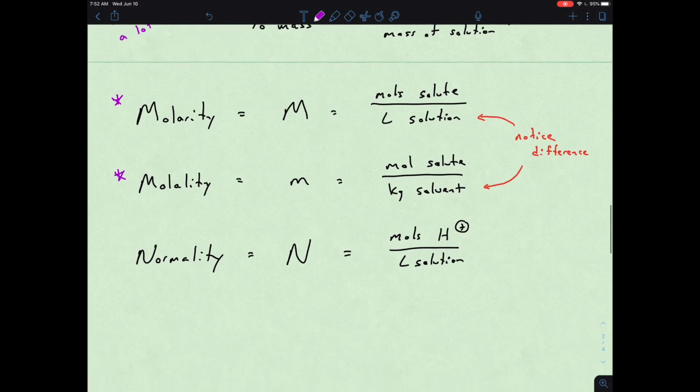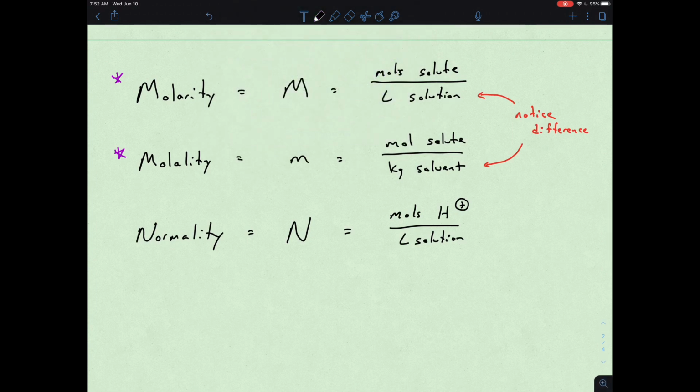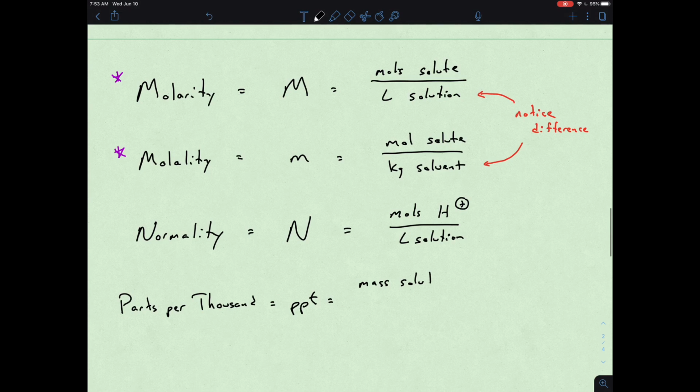And then the ones that we don't see too much are the normality, and then also really, really dilute solutions, such as parts per thousand, or PPT. This is really like a mass percent. So you'll see that we have mass of solute over mass of solution, but we're multiplying it by 1,000 or 10 to the third.